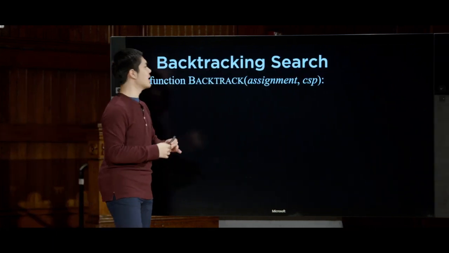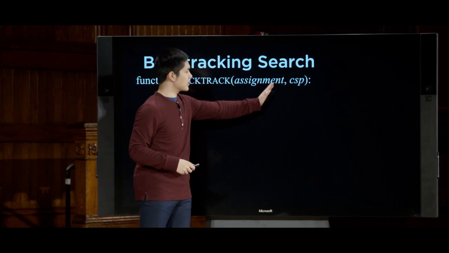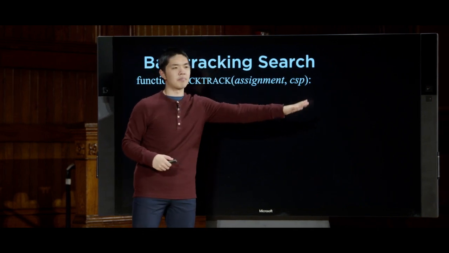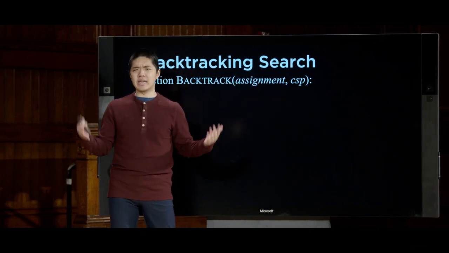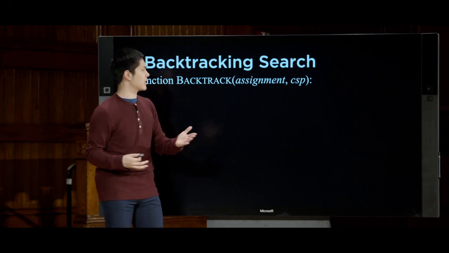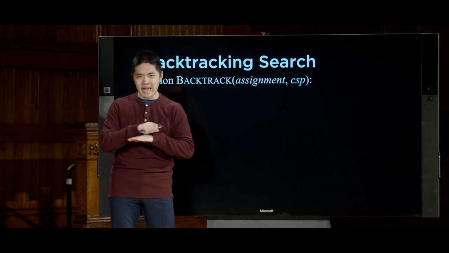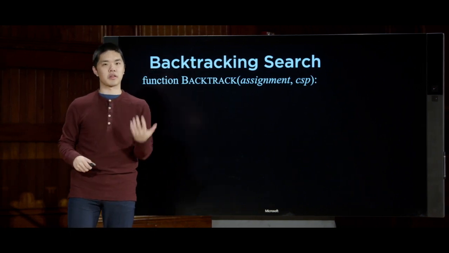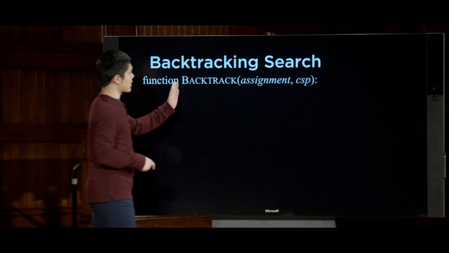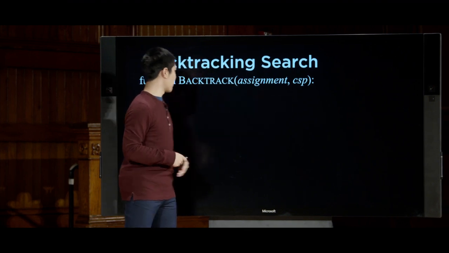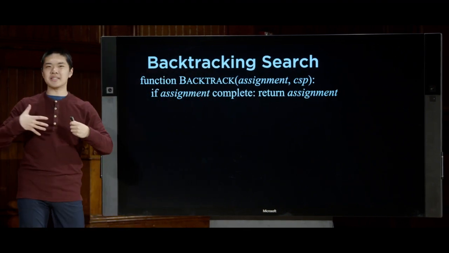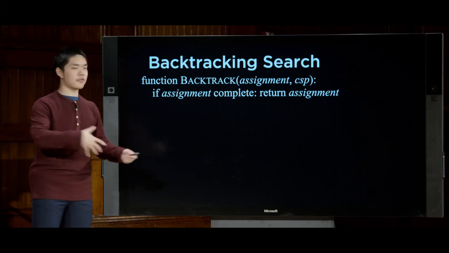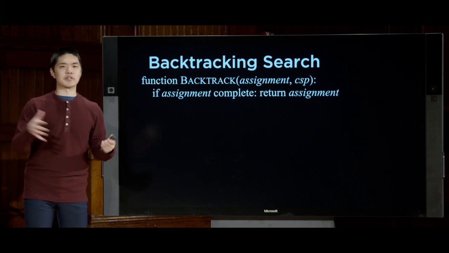A function called backtrack that takes as input an assignment and a constraint satisfaction problem. So initially, we don't have any assigned variables. So when we begin backtracking search, this assignment is just going to be the empty assignment with no variables inside of it. But we'll see later, this is going to be a recursive function. So backtrack takes as input the assignment and the problem. If the assignment is complete, meaning all of the variables have been assigned, we just return that assignment.